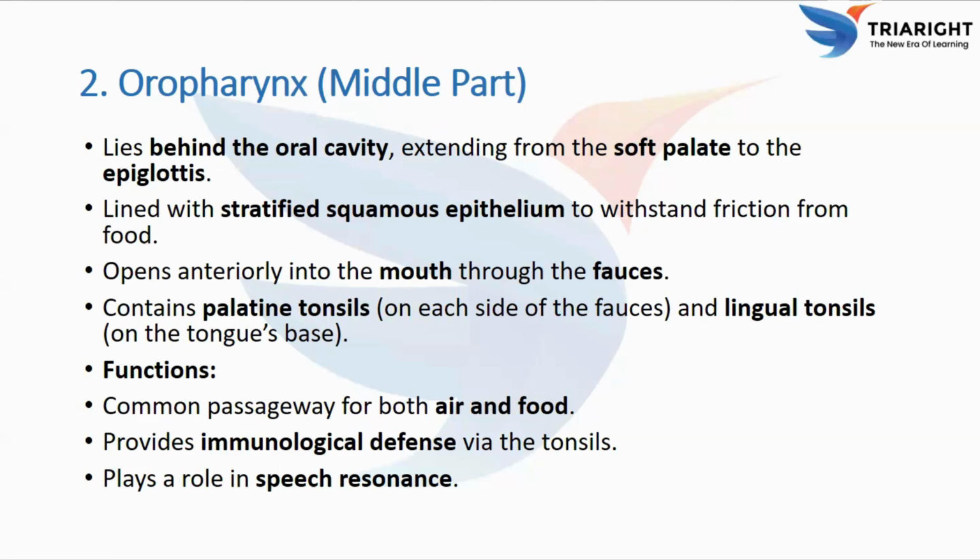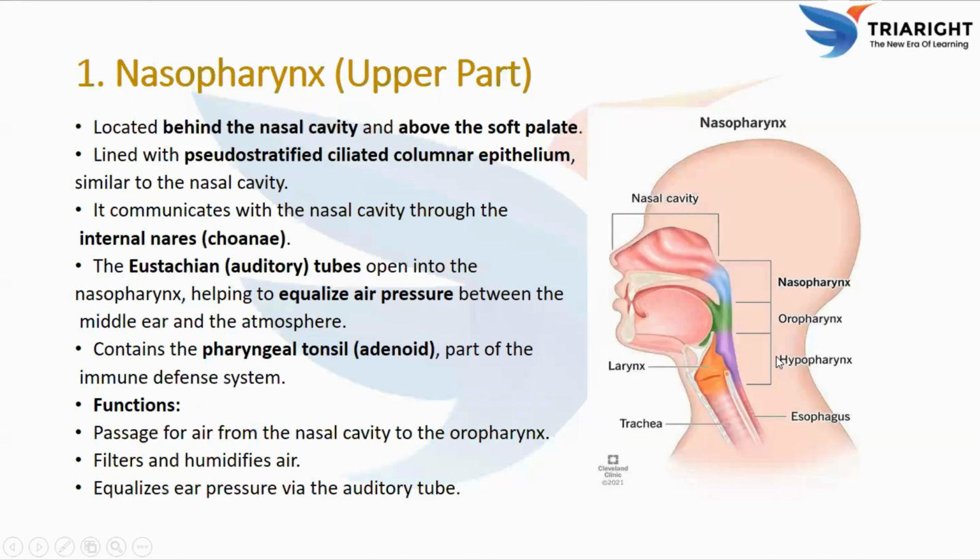So what tonsils are present on the middle part? Palatine tonsils. Whereas on the first part, in the nasopharynx, pharyngeal tonsil is present.